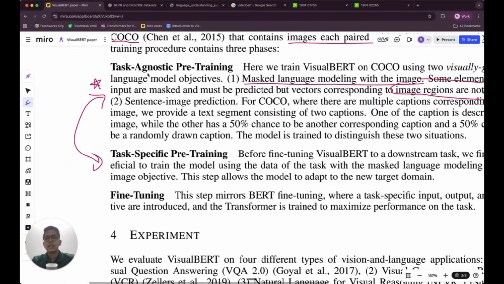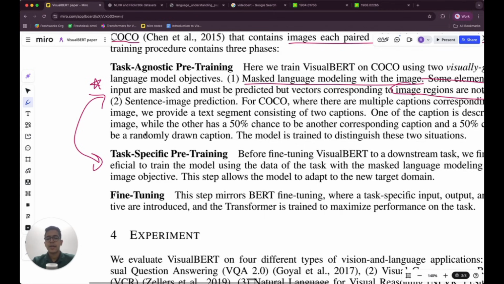So in task agnostic pre-training, we have 1 image and then 2 captions, out of which caption number 1 will correspond to the image. Caption number 2, with a 50% chance, may or may not correspond to the image, right? Then masked language modeling is there. And in the task-specific pre-training, we just have an image-caption pair corresponding to that specific dataset.